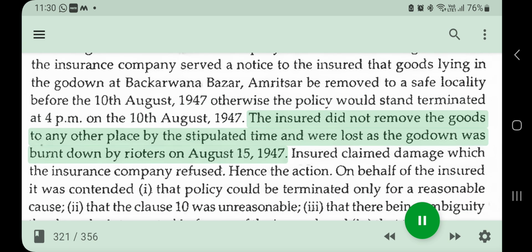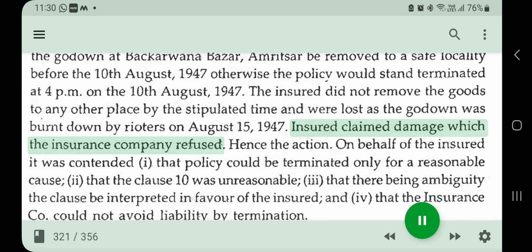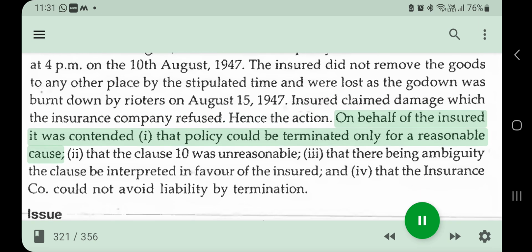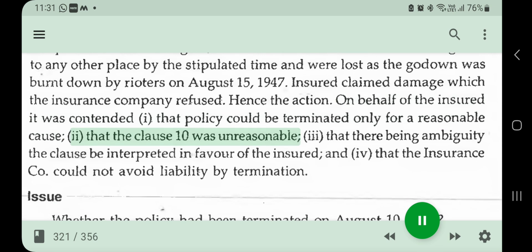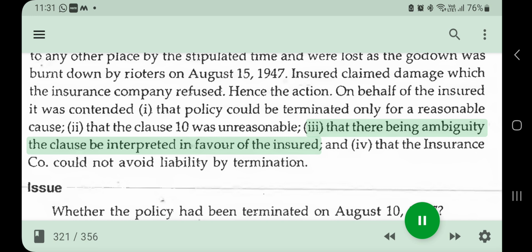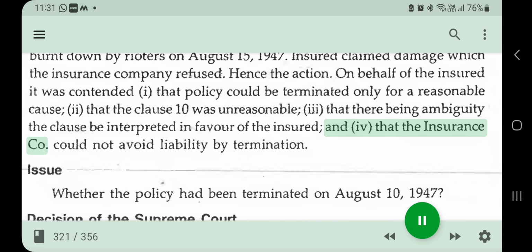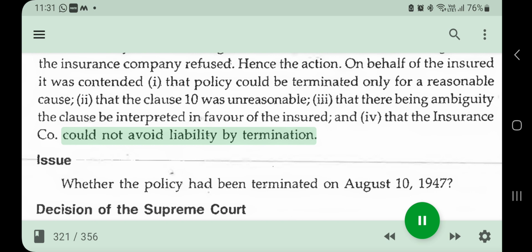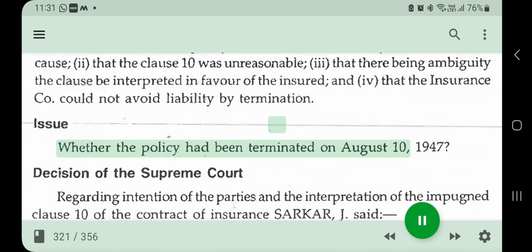The insured did not remove the goods to any other place by the stipulated time and they were lost as the godown was burned down by rioters on August 15, 1947. Insured claimed damages, which the insurance company refused. Hence the action. On behalf of the insured, it was contended that the policy could be terminated only for a reasonable cause, that Clause 10 was unreasonable, that there being ambiguity, the clause be interpreted in favor of the insured, and that the insurance company could not avoid liability by termination. Issue: whether the policy had been terminated on August 10, 1947.